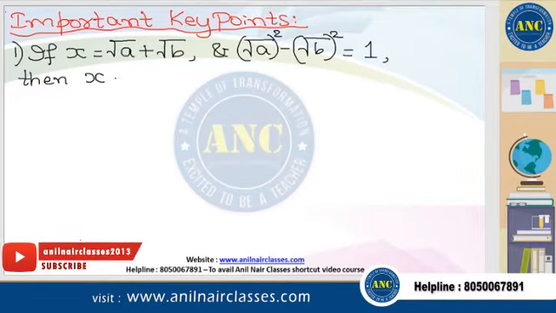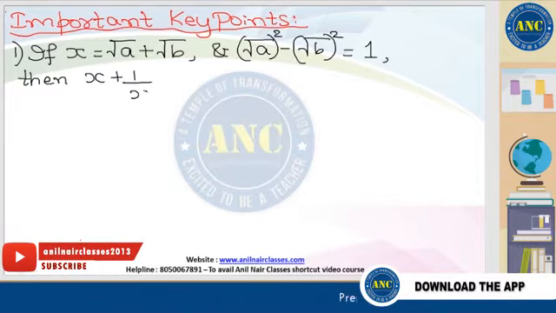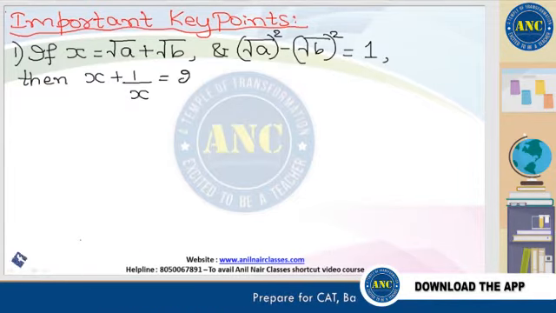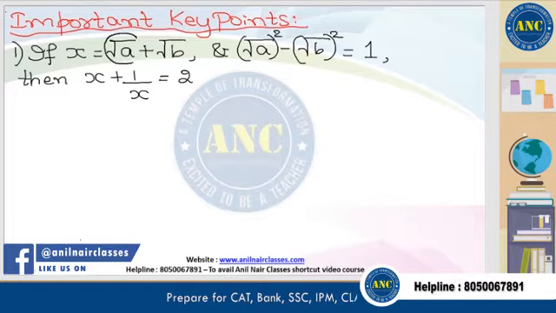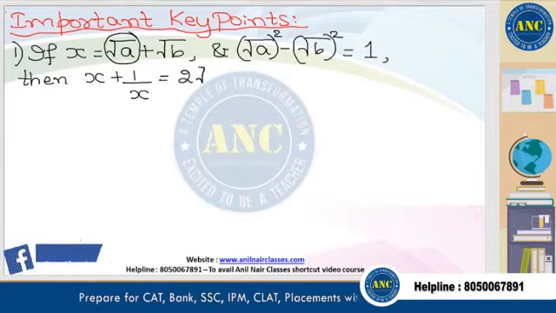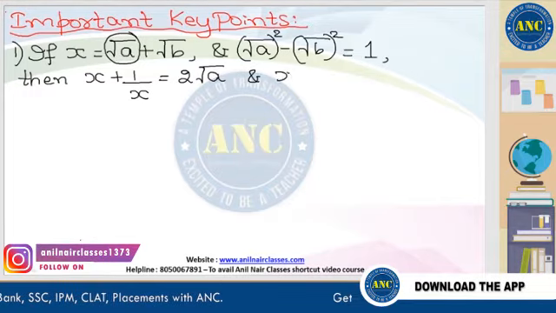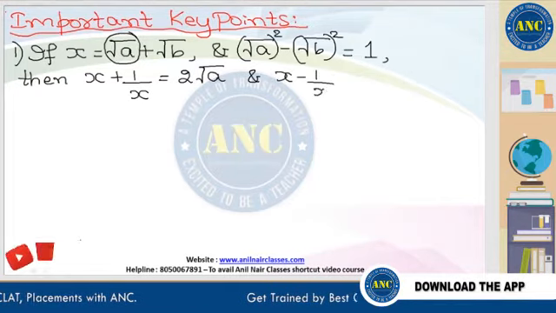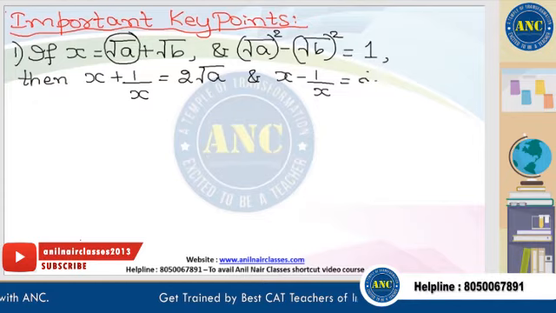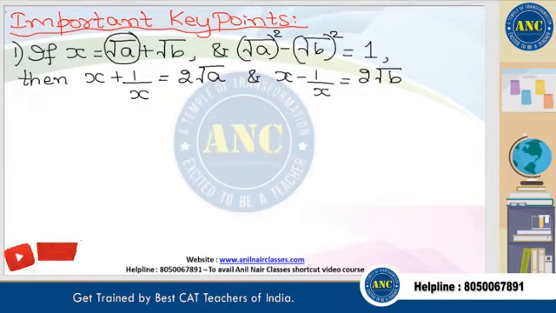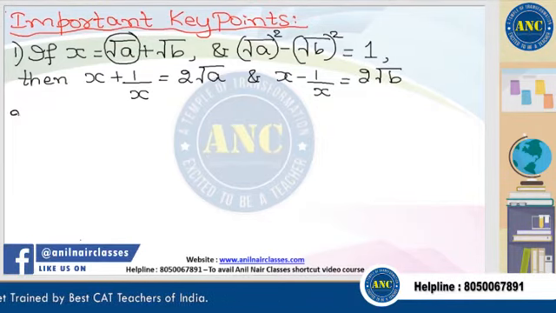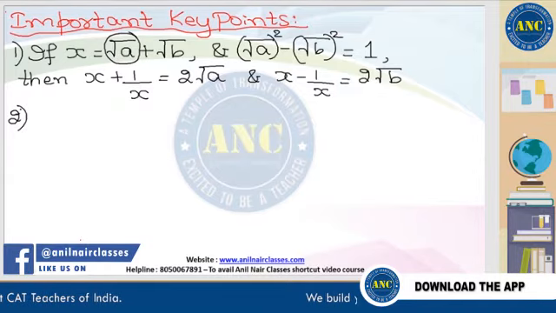x plus 1 by x will be equal to 2 times the bigger number, root a. Usually root a will be the bigger number in whatever we take. And if I want to find x minus 1 by x, it will be 2 times the smaller number, root b. Very, very important key point. This is the first key point we have learnt in algebra.